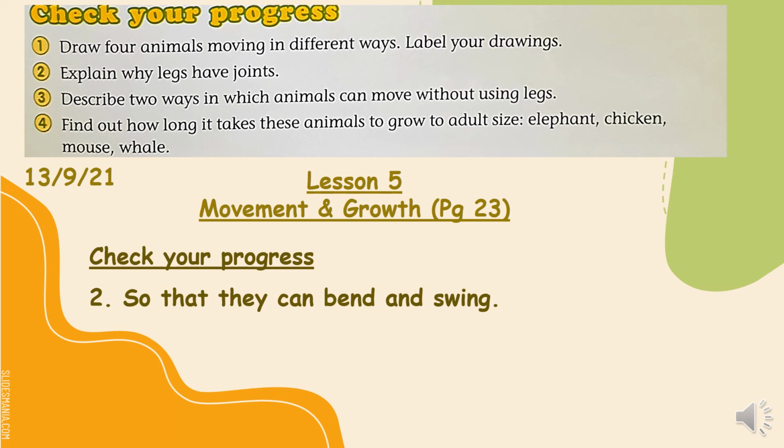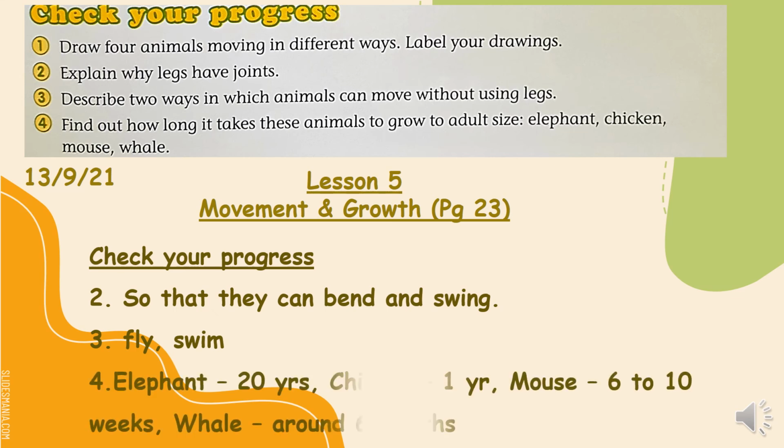Number three, describe two ways in which animals can move without using legs. They can fly, they can swim, they can slither. They have asked two ways, so I have written fly and swim. Now, find out how long it takes for these animals to grow into an adult size. Elephant, how long do you think it takes for an elephant? 5 years? 10 years? Actually, it takes 20 years. And chicken, only 1 year. Mouse, 6 to 10 years. And whales, around 6 months.